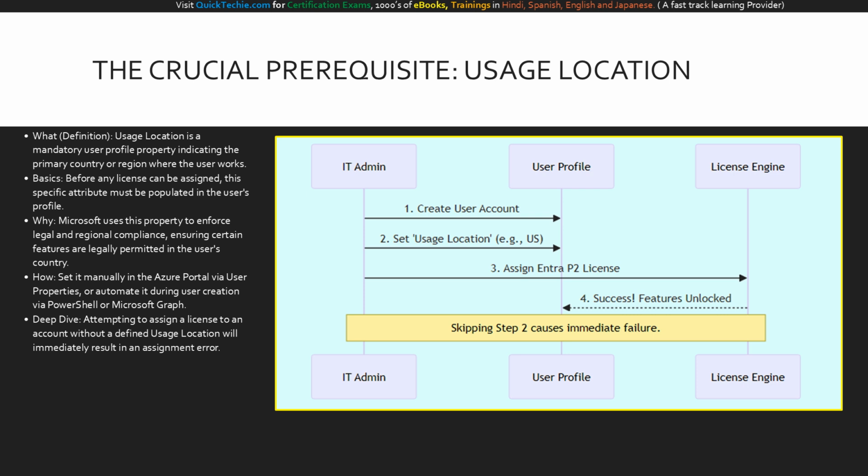Only after that is complete do we move to Step 3, where you request the license assignment from the engine. Step 4 shows a successful transaction, unlocking the premium features for the user. Notice the warning note at the bottom. Skipping Step 2 breaks this entire sequence. Memorize this flow, and you will save yourself countless hours of troubleshooting.